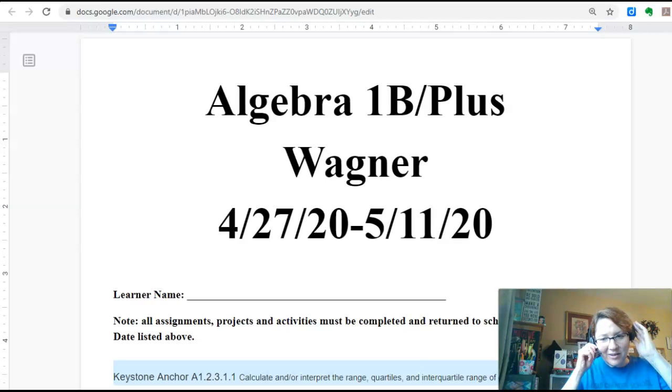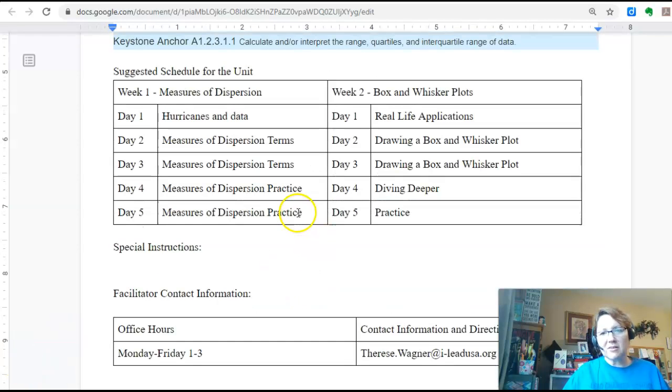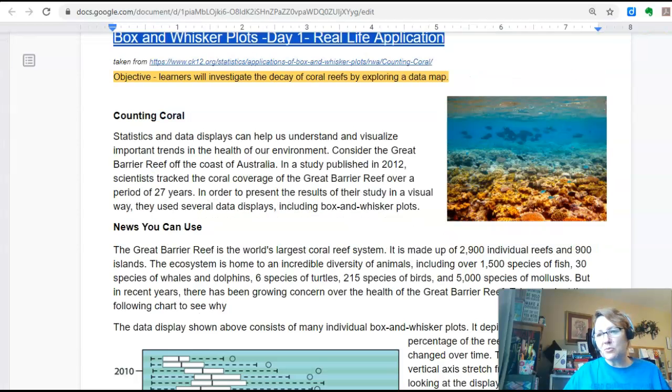Hey, it's Wagner here, and we are doing our second recording for the packet that is 427 to 511, which is actually week 4. So let's just take a look. We're going to go over week 2 for measures of dispersion. We're going to look at box and whisker plots today. So I'm going to go down to page 7.